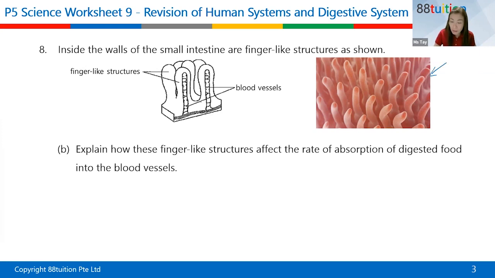So this is exactly how it looks like on the inside. So explain how these finger-like structures affect the rate of absorption of digested food into the blood vessels. So they want you to explain how this will affect. So you need to talk about the structure, that's number one. Number two, how does it affect digestion? Or sorry, the absorption. Is it faster or slower, more or less? You have to comment on that also. You need to know this.